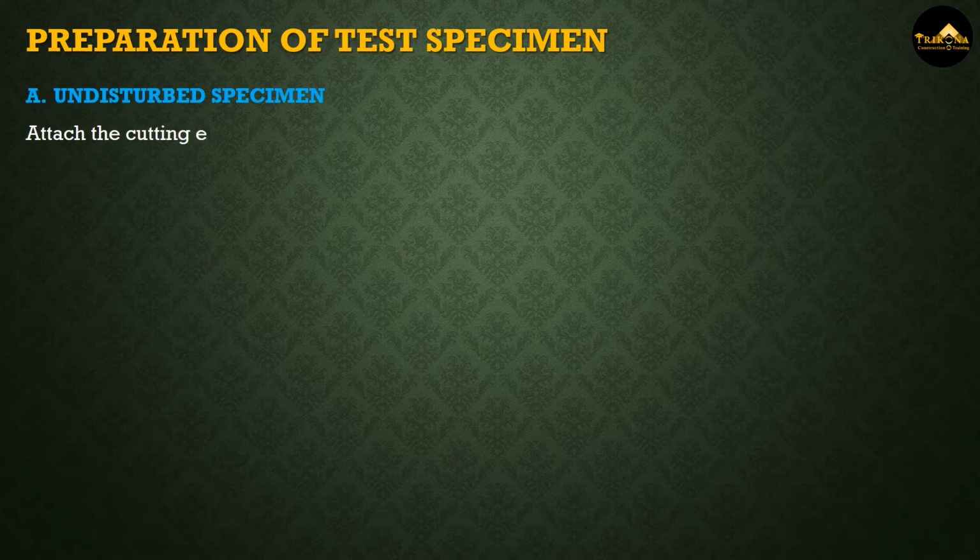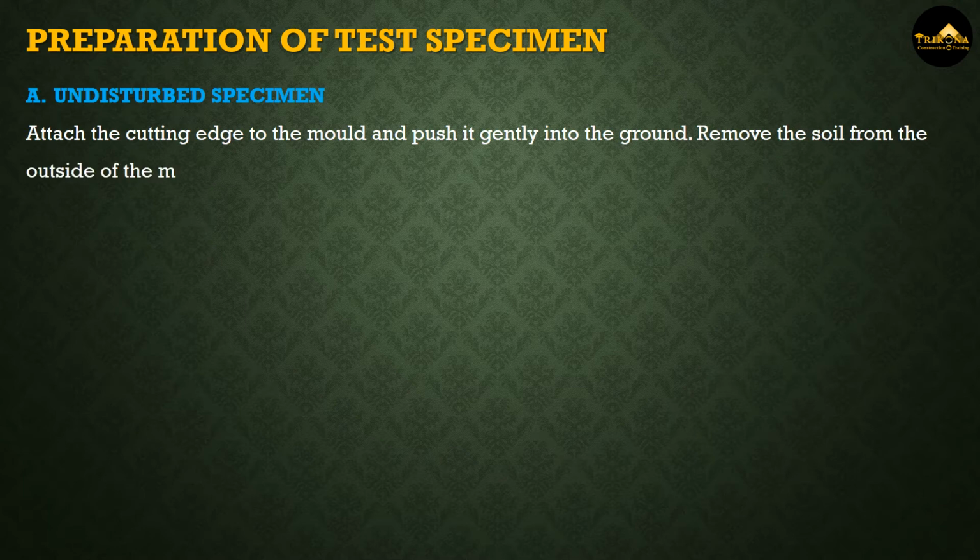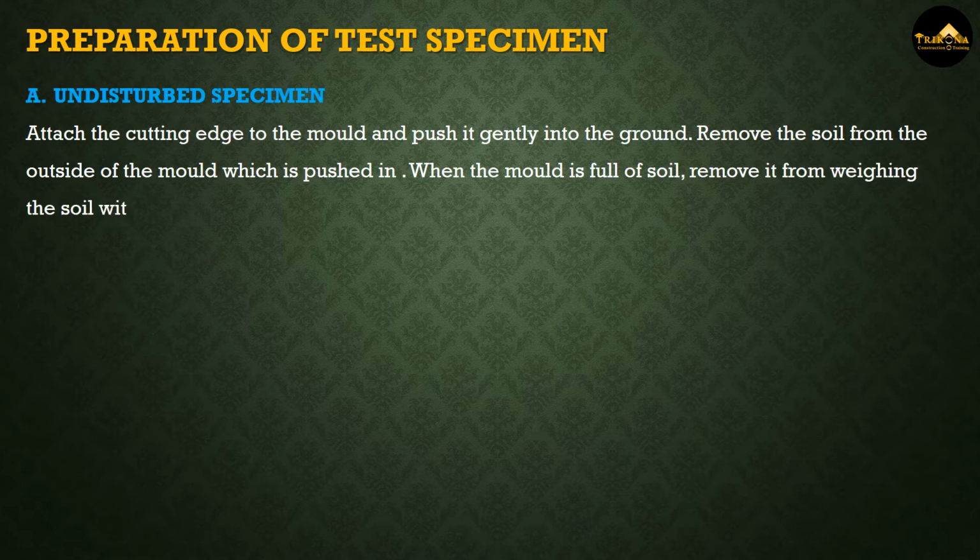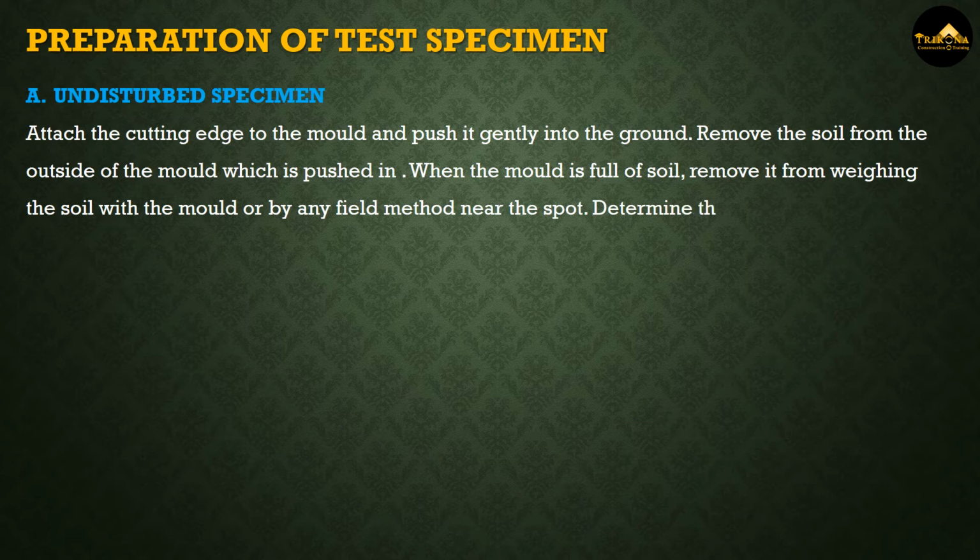Attach the cutting edge to the mold and push it gently into the ground. Remove the soil from the outside of the mold which is pushed in. When the mold is full of soil, remove it from the ground, weighing the soil with the mold or by any field method near the spot. Determine the density.